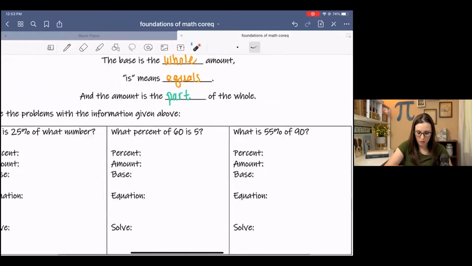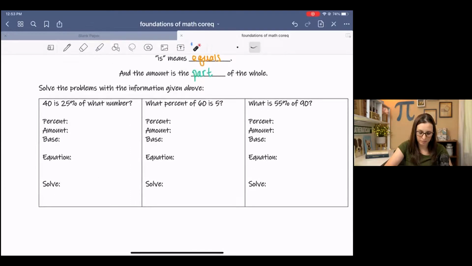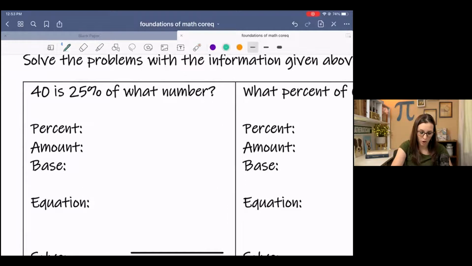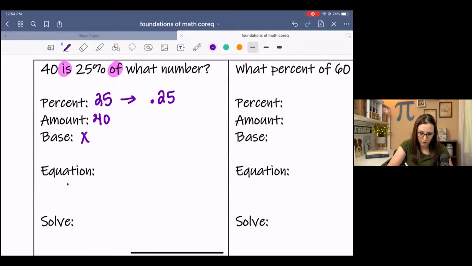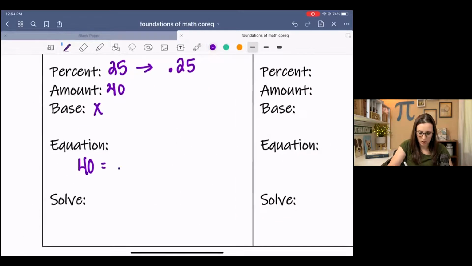So we're going to use that to solve these problems that we already set up in the beginning. We've already done the legwork. 40 is 25% of some number. We need to convert this to decimal form. And then we're going to focus on these words. So 40 is, means equals, 25%, of means times.